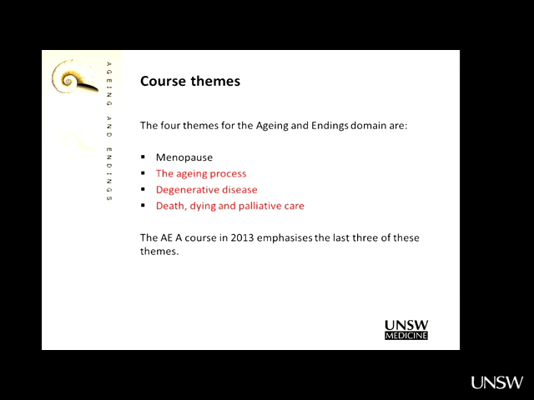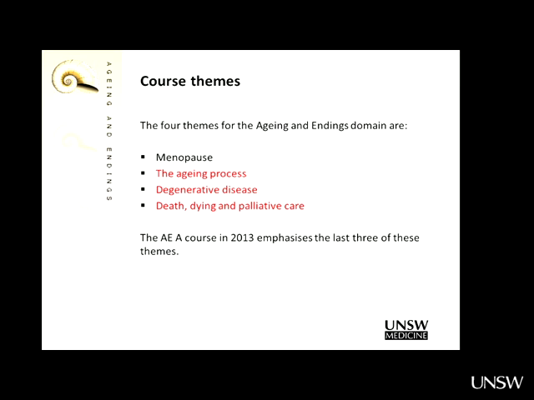So, this course, Aging and Endings, runs in 2 cycles. It is an A cycle and a B cycle. There are 4 themes that we cover in this course that are listed up on the projector there. And in Aging and Endings A, which is what we're doing now, we will actually be focusing on those 3 that are highlighted in red.